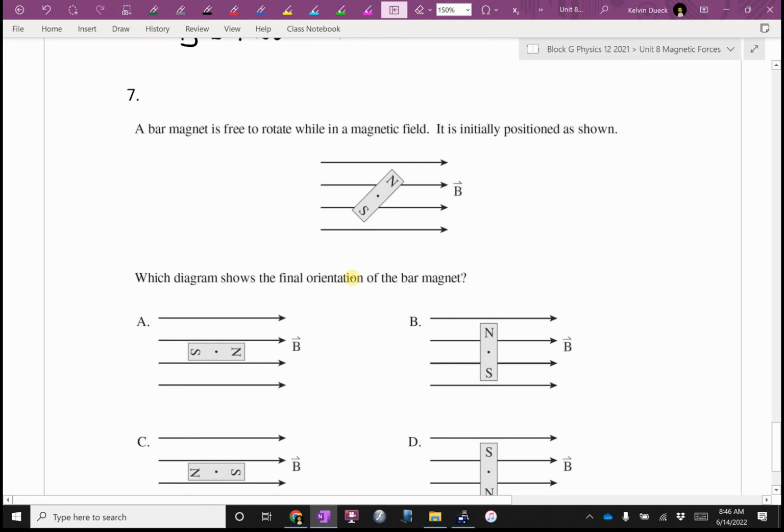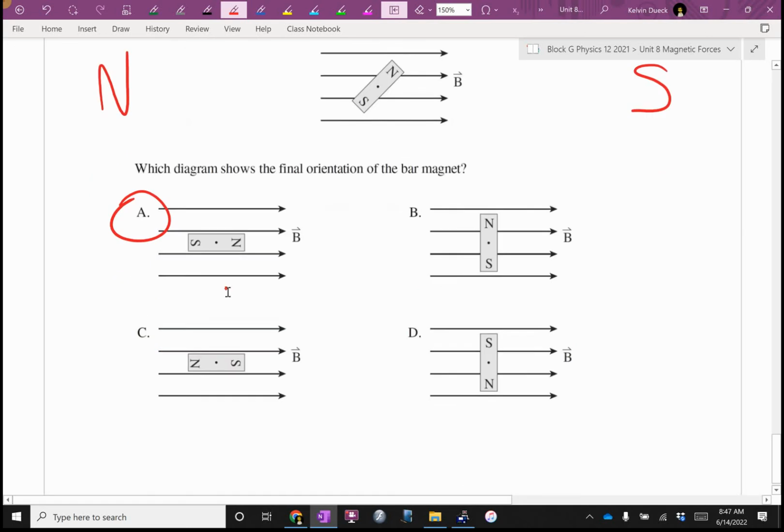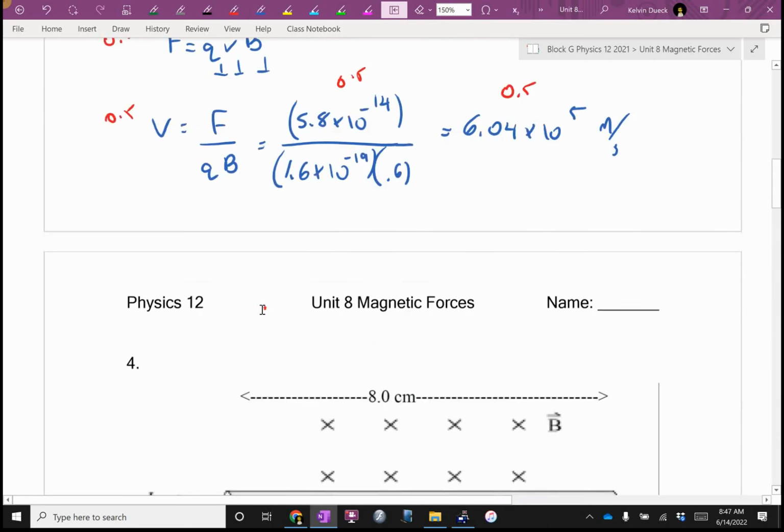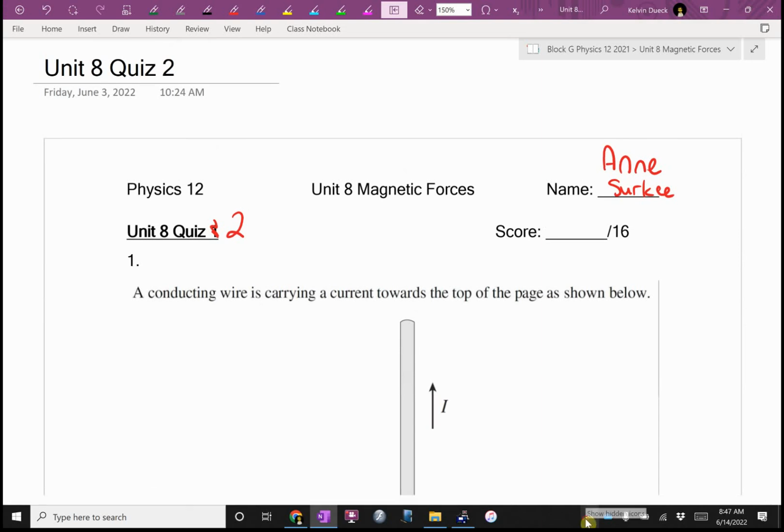A bar magnet is free to rotate while inside a magnetic field. It's initially positioned kind of slanty. Which way will it point? Well, let's look at the magnetic field lines. Magnetic field lines point from north to south, which means this big external magnet that we don't even see must have had a north pole over here and a south pole over here. And opposite poles are going to attract, so the north is going to point here, the south is going to point here. The final orientation would definitely be in situation A. And that's the direction a compass would point. Okay, 1 mark. Can you give yourself a score out of 16, please, at the top of the page?